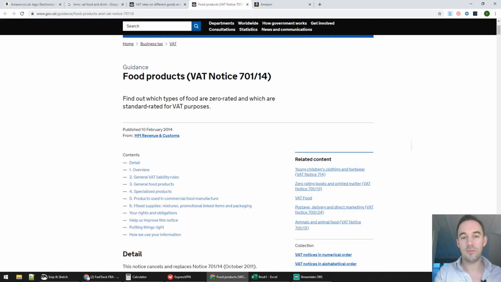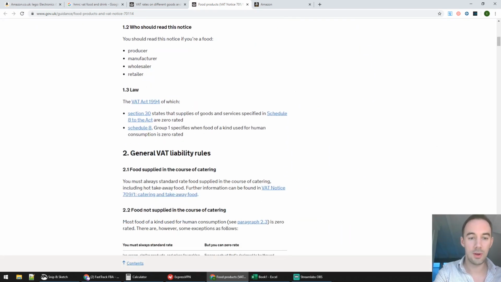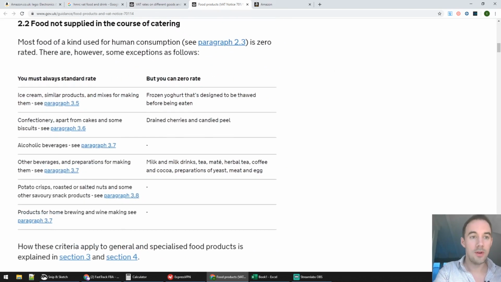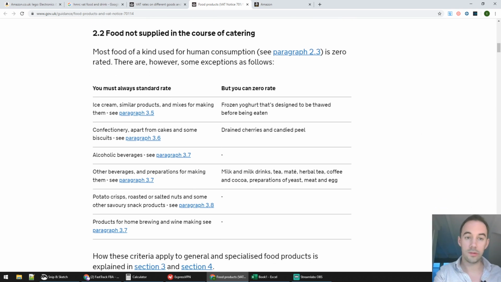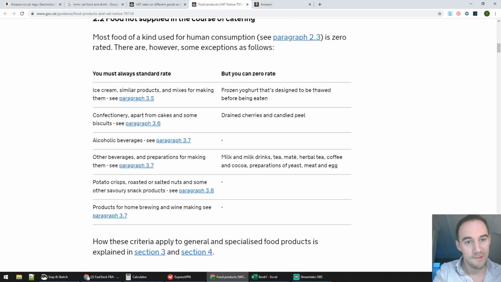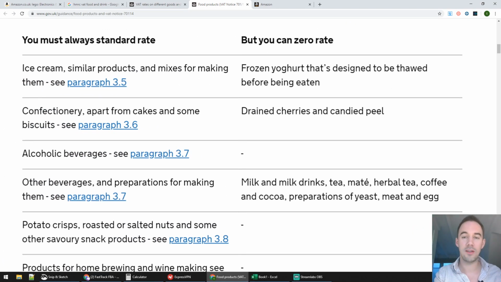So I've come onto HMRC right here, and I'm just going to scroll down and have a quick look around food, point 2.2, food not supplied in the course of catering. So that's us, like retailers, wholesalers, that's fine. Now, they talk about 2 areas. One which you must always standard rate, i.e. 20% at the moment, and then the other one which you can zero rate. I'm not saying I can give you all the exact answers. You're going to have to do a lot more research on this, but this is a good starting point.